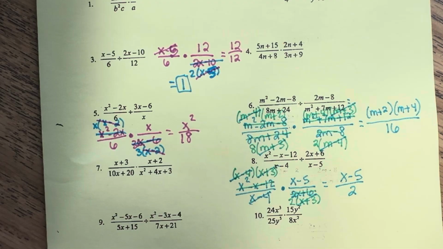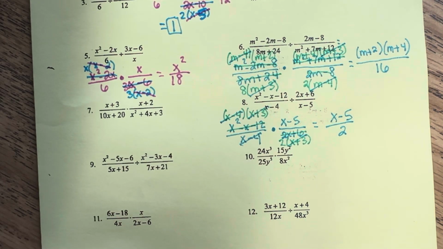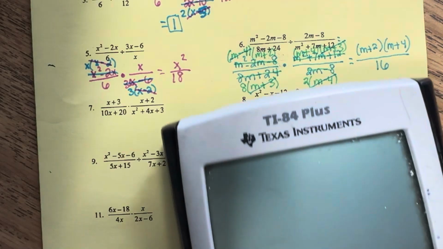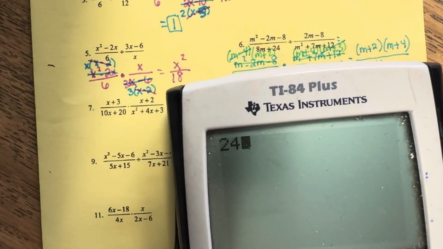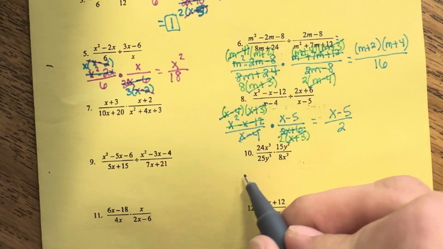All right, 2 more. Let's look at 10 and 12, and then I'll let y'all get working. So if we look at 10, there's no adding or subtracting. So remember, if there's no adding or subtracting, you are just simplifying the numbers in the calculator. So if we look, we've got 24 times 15 on the top. So that gives us 360.